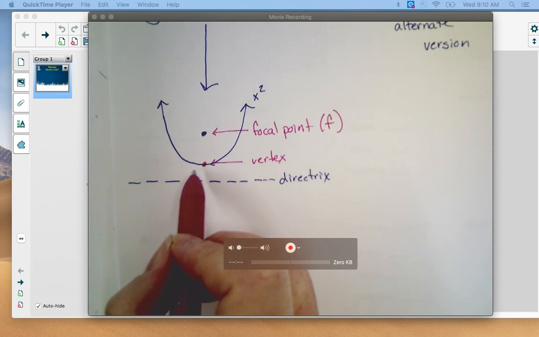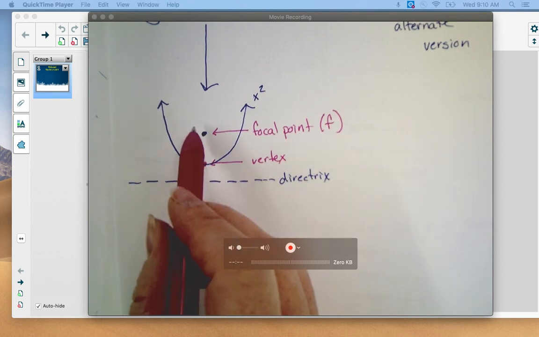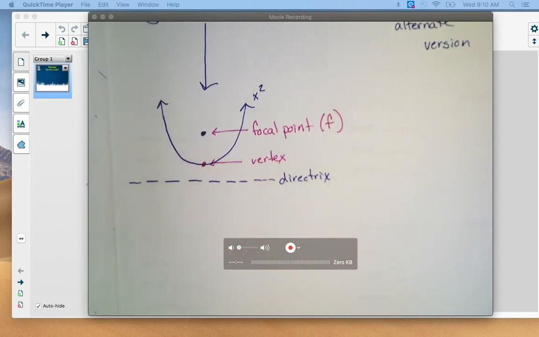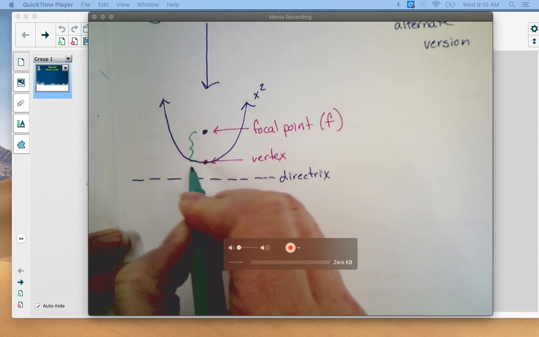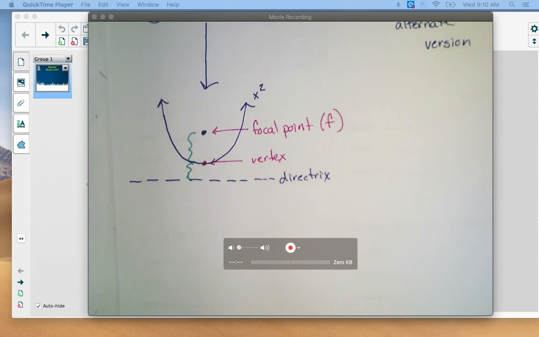So some key pieces of information. Where does the vertex lie in relation to the focal point and the directrix? Right in the middle, right? Meaning, this distance and this distance are the same. Do we agree with that?